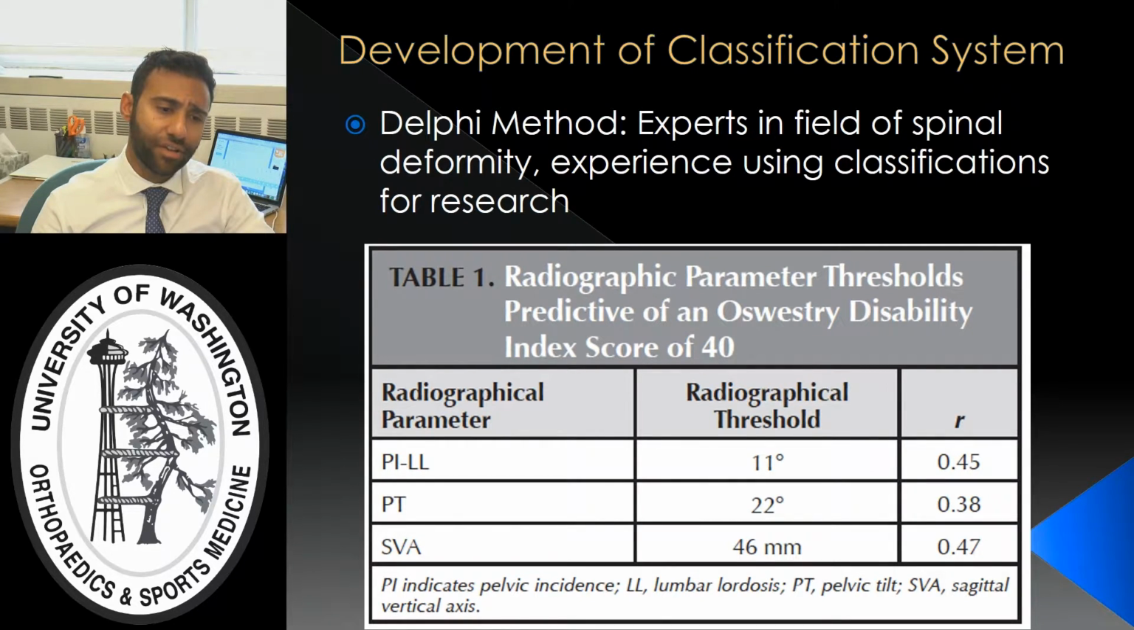And these thresholds correlate significantly with the disability index. So if somebody has a very high mismatch in their pelvic incidence and lumbar lordosis, their disability scores tend to be higher. And similarly, if somebody has a very high sagittal vertical axis or pelvic tilt, their disability scores are higher. And correcting these parameters helps to reduce their disability scores.